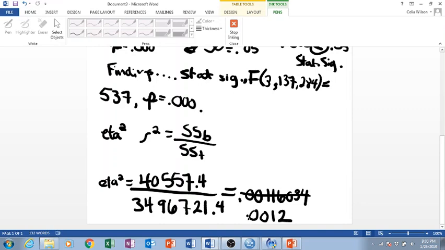This is in a squared metric. Look how it's eta squared, and we had sum of squares. When it's in a squared metric like this, we can talk in terms of percentages, right? So this 0.0012, if we move that decimal over a couple of places, this becomes 0.12%.